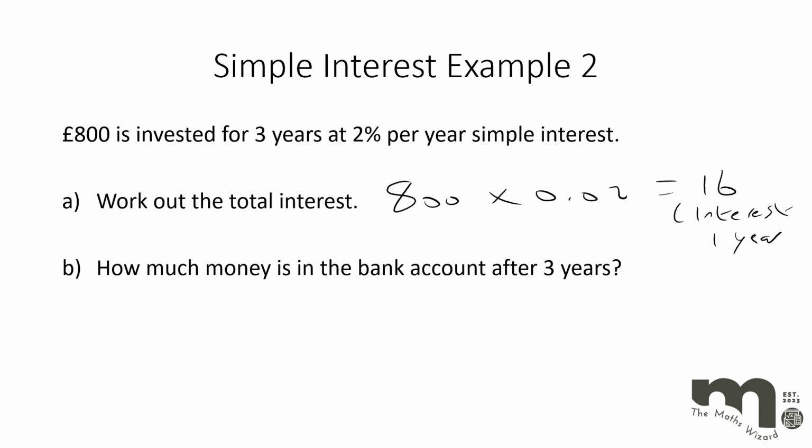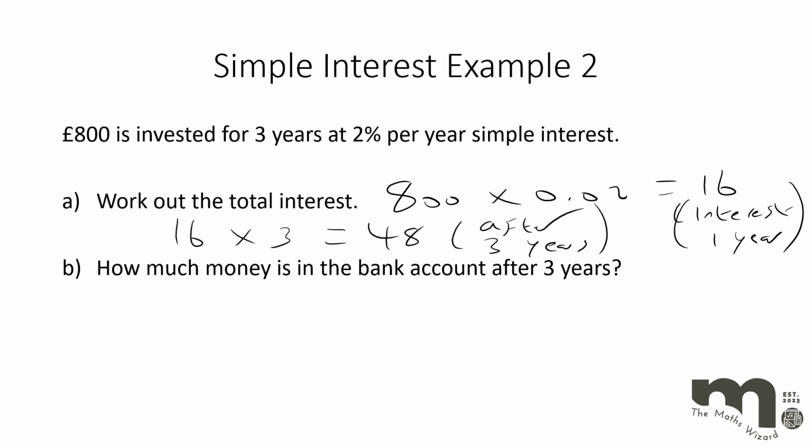So I'm just going to write that in brackets there. Sometimes it's quite useful to do this, by the way. Once you're tackling multi-step questions like this, write down what that number means essentially. And then we want to work it out for 3 years. So 16 times 3 is 48. So that's your interest after 3 years.